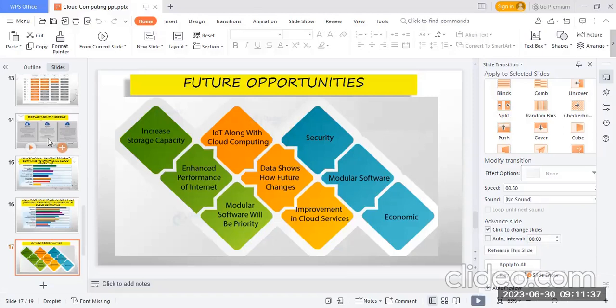Data shows how the future changes. Whichever data we are using, if we are using machine learning or deep learning, that data can be used in that particular application so that machines can learn from those inputs and generate the results. That is also one requirement. Modular software will be a priority, because as per requirement, if again and again we need to use another software, that will not be cost effective or economic. So the modular software point is very important. Whichever softwares are there should be modular. That is one requirement, or you can say a future area where we can work on cloud computing. These are some future opportunities on which we can work related to cloud.